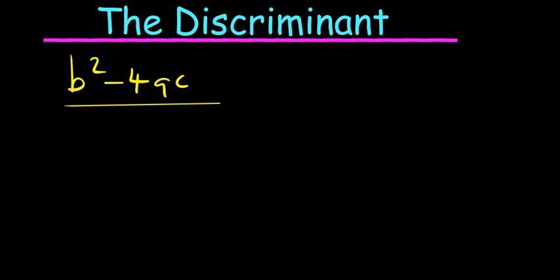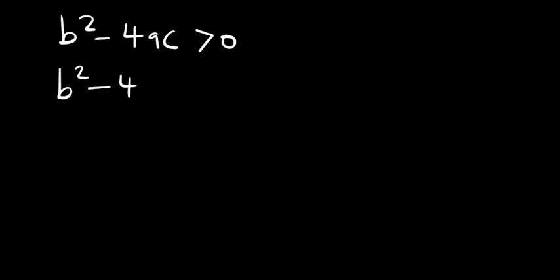The discriminant tells us how the graph is going to behave, and that is very, very important for every quadratic expression. So let's say what happens when the discriminant b squared minus 4ac is greater than 0, meaning it's a positive number. What happens when b squared minus 4ac is equal to 0? What happens when b squared minus 4ac is, this time around, less than 0, a negative?